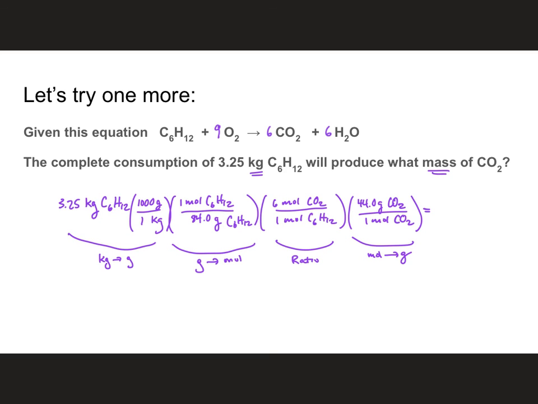So here I've broken down each of the steps that we're going to do to get the answer we're looking for. In this case, I threw you a bit of a curveball because I gave you kilograms. So you had to convert kilograms to grams prior to grams to moles. Then we used the ratio, then we did moles to grams. And if we check the units here, everything should cancel. Kilograms cancels kilograms, grams cancels grams, moles of C6H12 with moles of C6H12, moles of CO2, and the only unit left in my problem is grams of CO2.